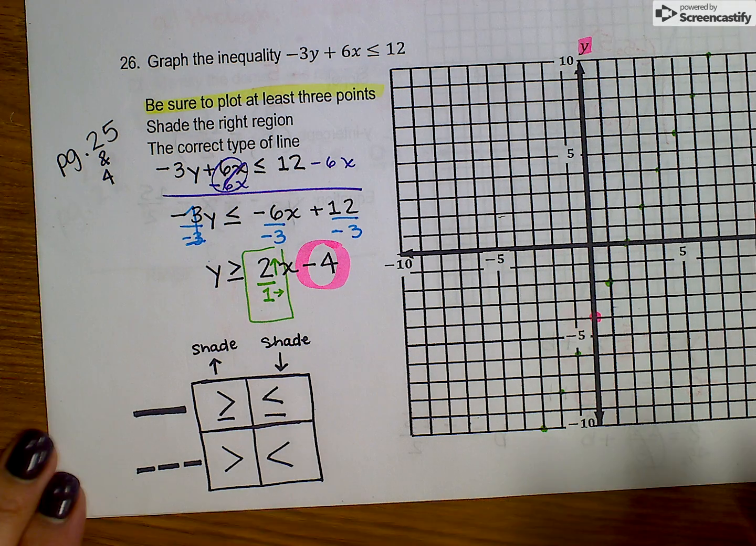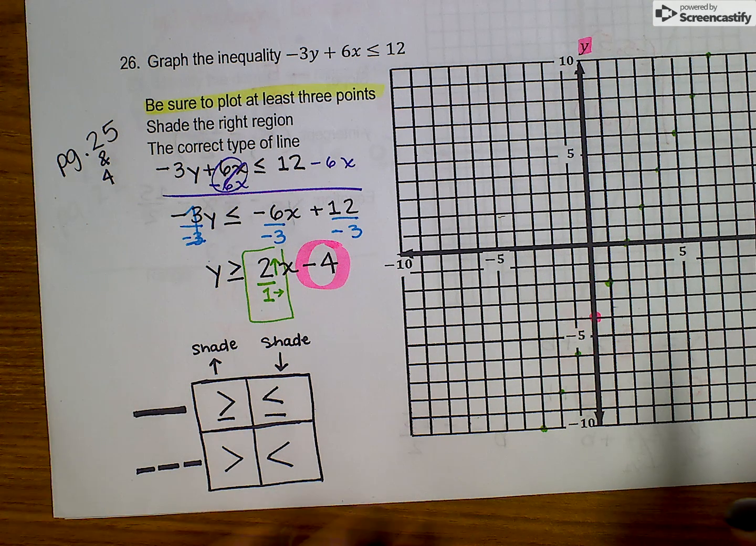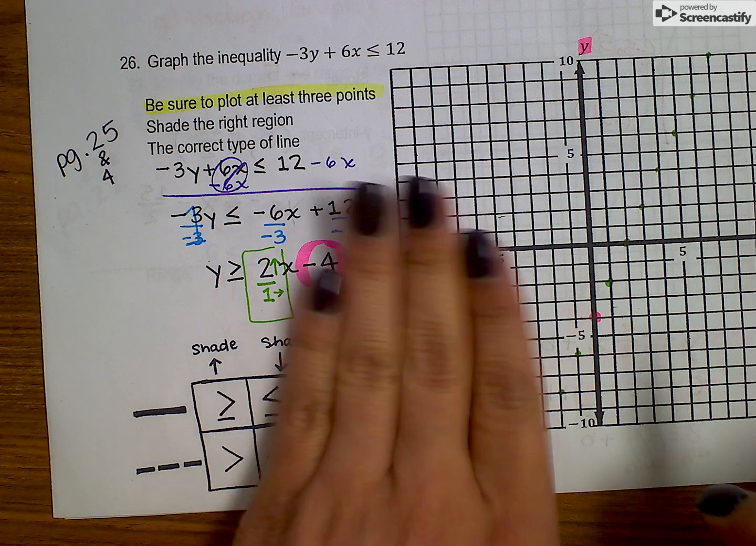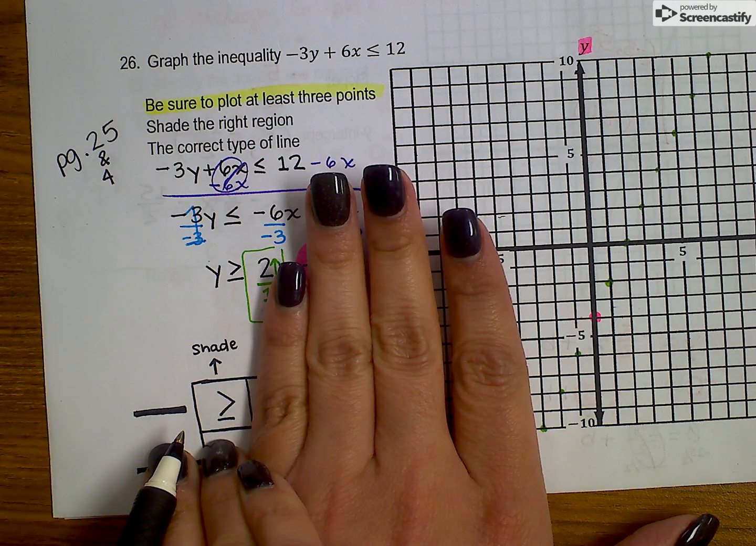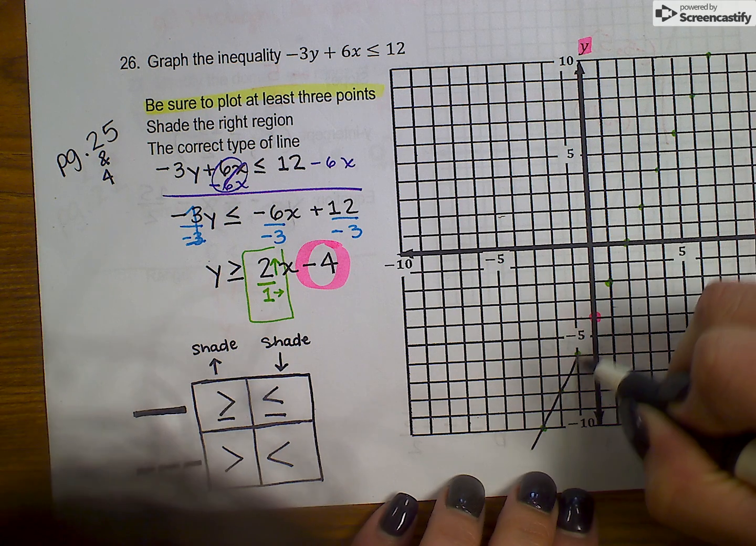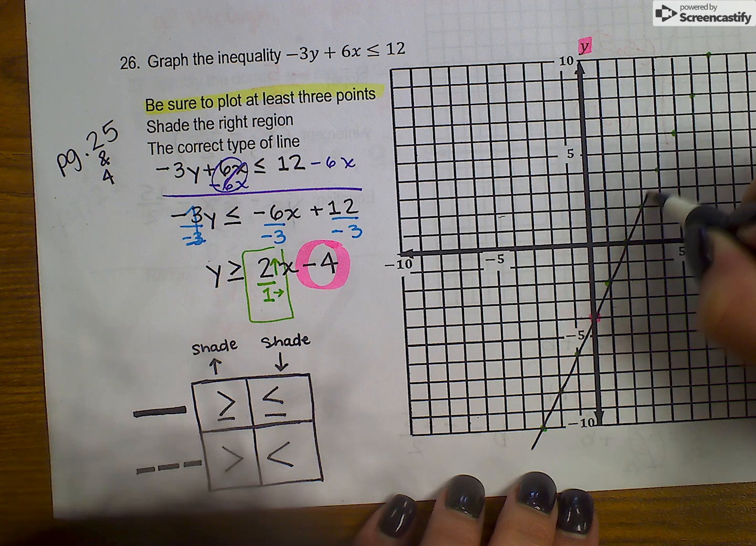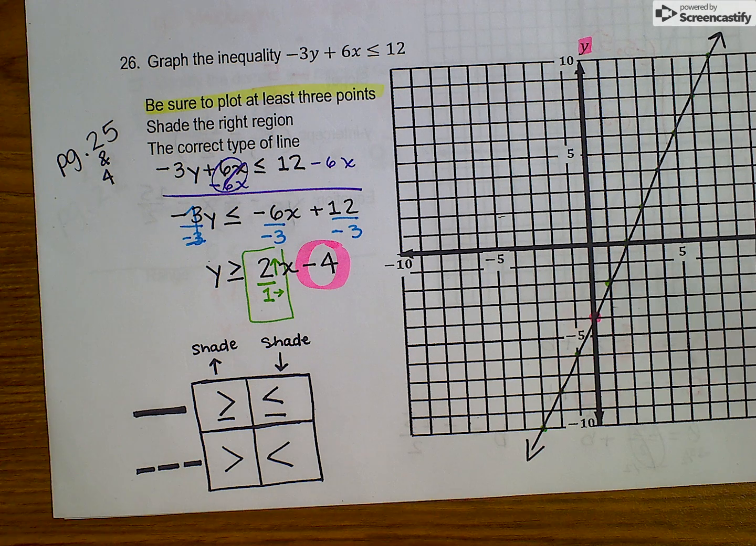Now, in this case, my inequality states that it is greater than or equal to, so I'm just going to cover up all of this over here because that tells me I should shade above and I should have a solid line. So I'm going to go ahead and draw this across. Solid line, and I should shade above.